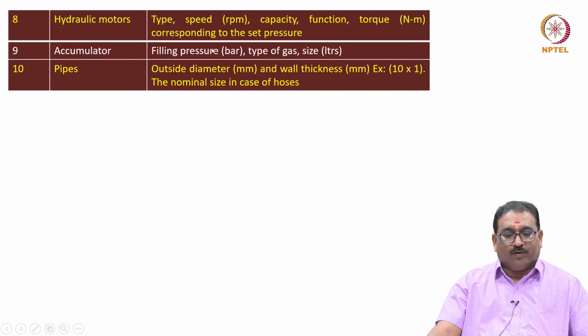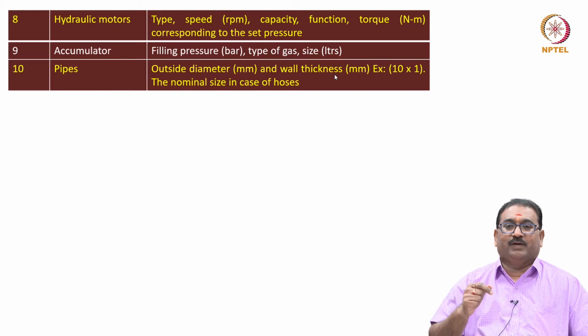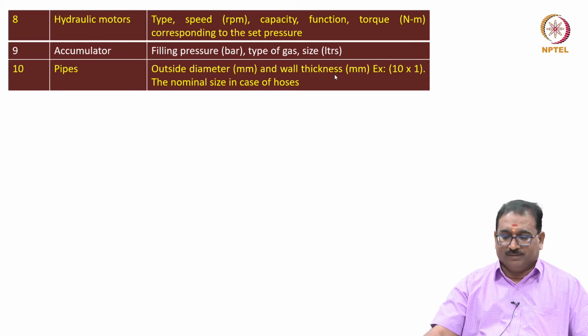For the accumulator, you have to mention the filling pressure, type of gas, size, every detail. Then piping: a very important thing is the outside diameter of the pipe and the wall thickness. This will vary for different pressure ratings and flow rates. You will get manufacturer catalogs for 1 inch, 2 inch, 3 inch pipes, stating how much flow and how much pressure drop is allowed. The nominal size must be mentioned in the case of hoses.